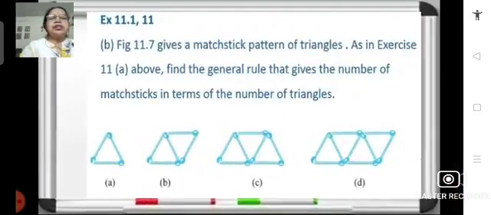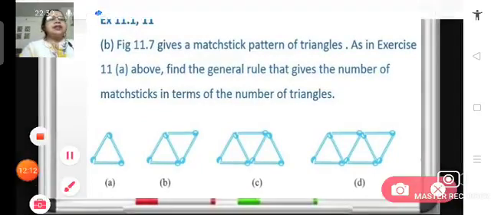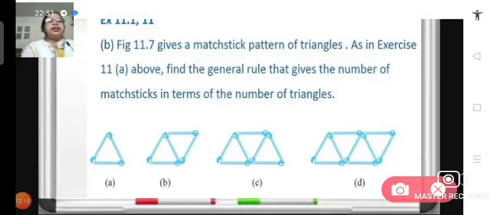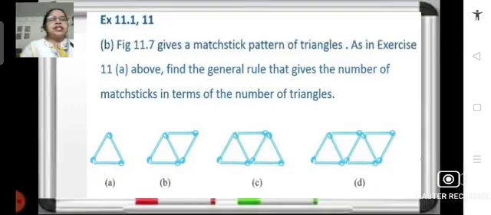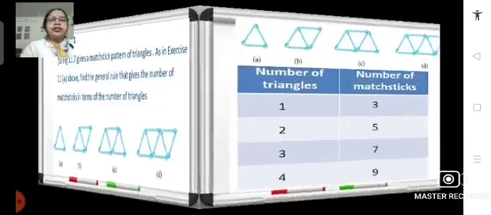The second one, B, is a similar type of question. Here we have a matchstick pattern of triangles, and we have to find the general rule that gives the number of matchsticks in terms of the number of triangles. So, 1 triangle here, 2 triangles, 3 triangles and 4 triangles. We have to write a general rule that gives the number of matchsticks in terms of the number of triangles.